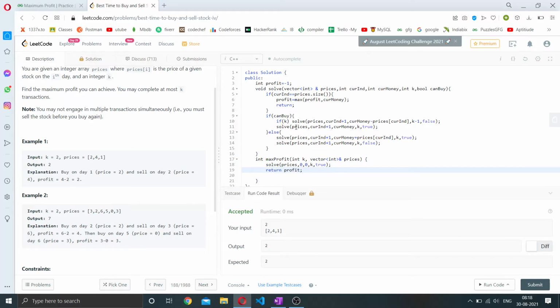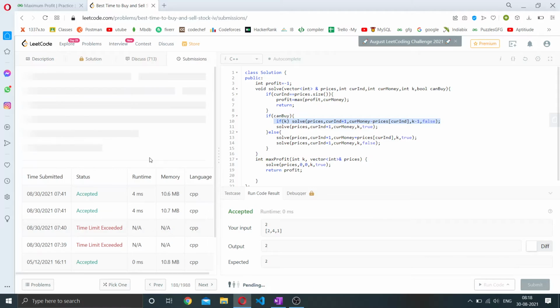So that's how our function works. Basically, what we are doing is, at every point we can buy a stock or not buy a stock. But if we have already bought a stock, then we have to sell or not sell. So we have two options. And we can buy a stock only when our k is greater than or equal to 1. So that's how our function works. Let's try to submit it.